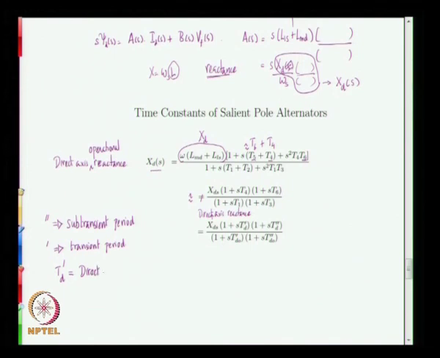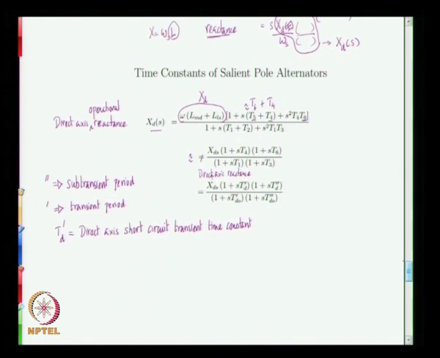The names that are specifically given to these terms are: T dash D is called the direct axis short circuit transient time constant, and then T double dash D is called the direct axis short circuit subtransient time constant. The terms must be self explanatory by now.